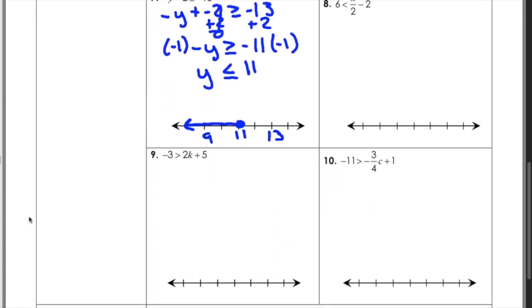All right, let's do number 10, and we'll stop there with our two-step. So by now you probably have this down. So number 10, we have negative 11 is greater than negative 3/4 c plus 1. So I first need to get rid of the 1.